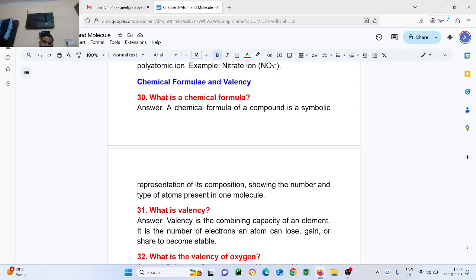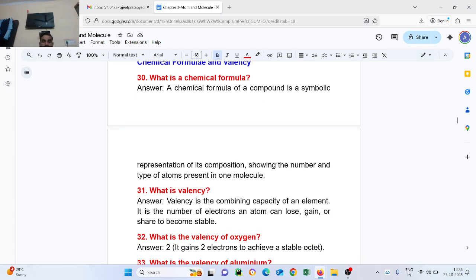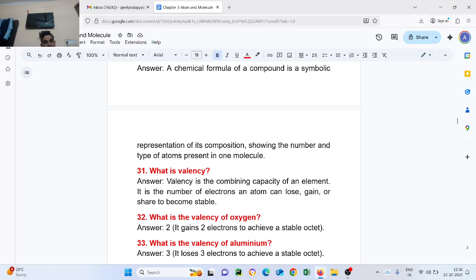What is valency? Answer: valency is the combining capacity of an element, the number of electrons an atom can lose, gain, or share to become stable. Question number 32. What is the valency of oxygen? Answer: 2. It gains 2 electrons to achieve a stable octet.